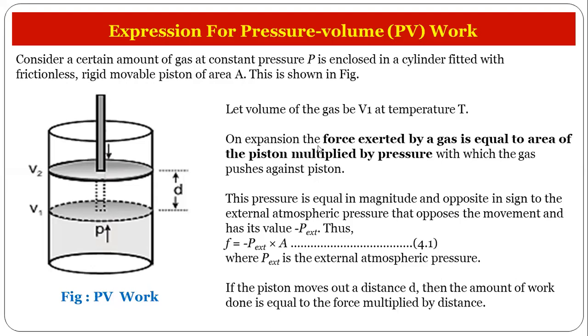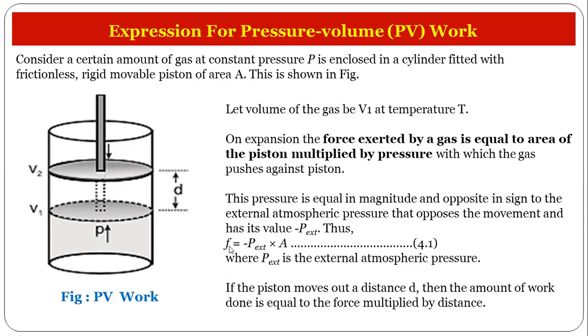So on expansion, force exerted by the gas is equal to the area of the piston, see, this is the area of the piston, multiplied by pressure, with which the gas pushes against the piston. This pressure is equal in magnitude but opposite in sign. So we have to write down directly here. Force is equal to P external into A.